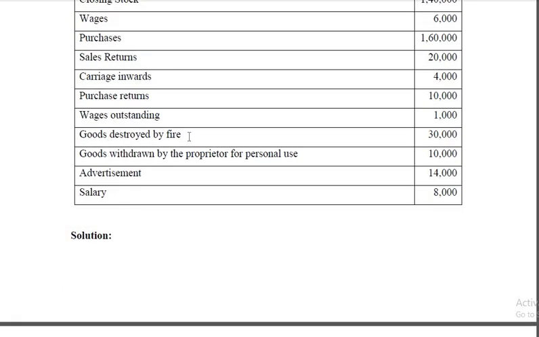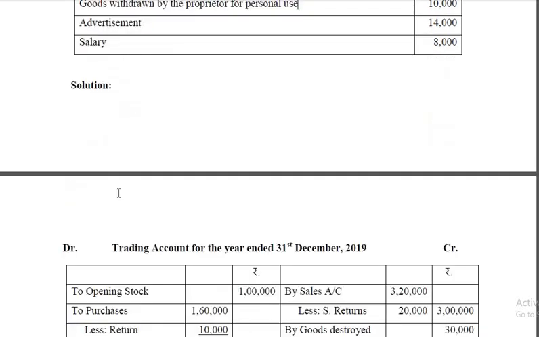Then goods destroyed by fire, that's always to be credited to trading account. And then goods withdrawn by the proprietor for personal use, already I told you, that is nothing but goods withdrawn from the business, that's not meant for sale. That much of goods is not meant for sale, that is why it is deducted from purchases. Advertisement and salary are not items of trading account, they are items of profit and loss account.